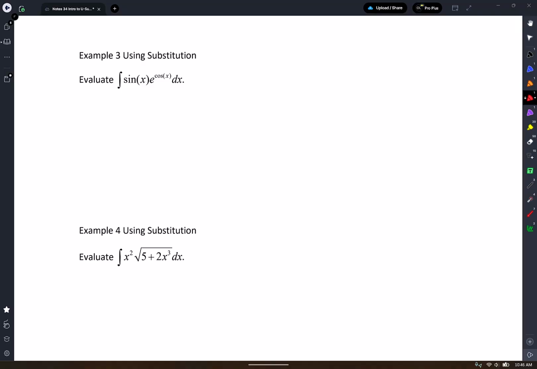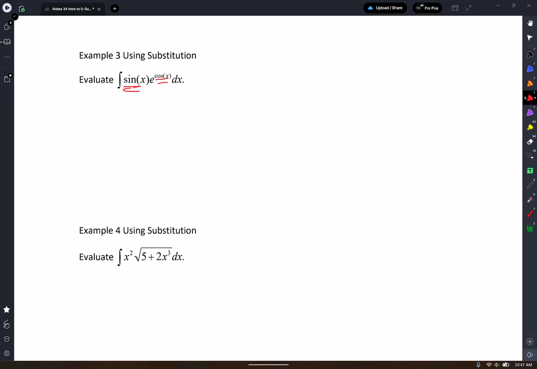Y'all ready? So the whole point of U-substitution is to make it easy to integrate. So here's what you should be thinking. You see the sine x, you see the cosine x, and in your brain, something should be telling you, hey, sine x and cosine x are related. How are they related? Starts with the letter D. The derivative. The derivative of sine is cosine, and the derivative of cosine is negative sine. Do you guys see that?